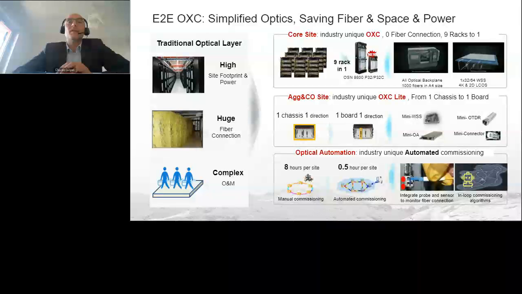Then we think that also in aggregation sites and in the central offices and sub-central offices, it's very important to provide this kind of flexibility. And we have developed a solution called OXC Lite, squeezing different functionalities like the wavelength selective switches, optical time domain reflectometer, optical amplifiers and connectors into one board. So just one board in order to manage WDM directions in a possibly meshed ring or mesh network. Last but not least, we are fully aware that automation is important in order to contain the cost associated with maintenance. So with integrated probes and sensors to monitor fiber connectivity, one click to connect the fiber, and in-loop commissioning algorithms, we were able to squeeze the commissioning time of the optical network from hours to minutes, the site installation, obviously.